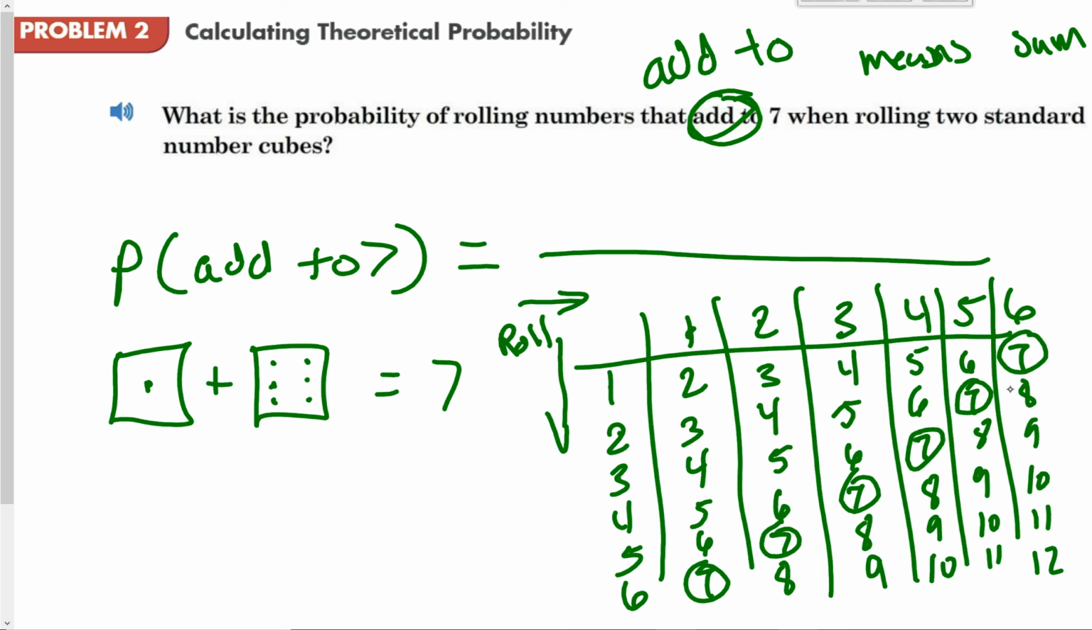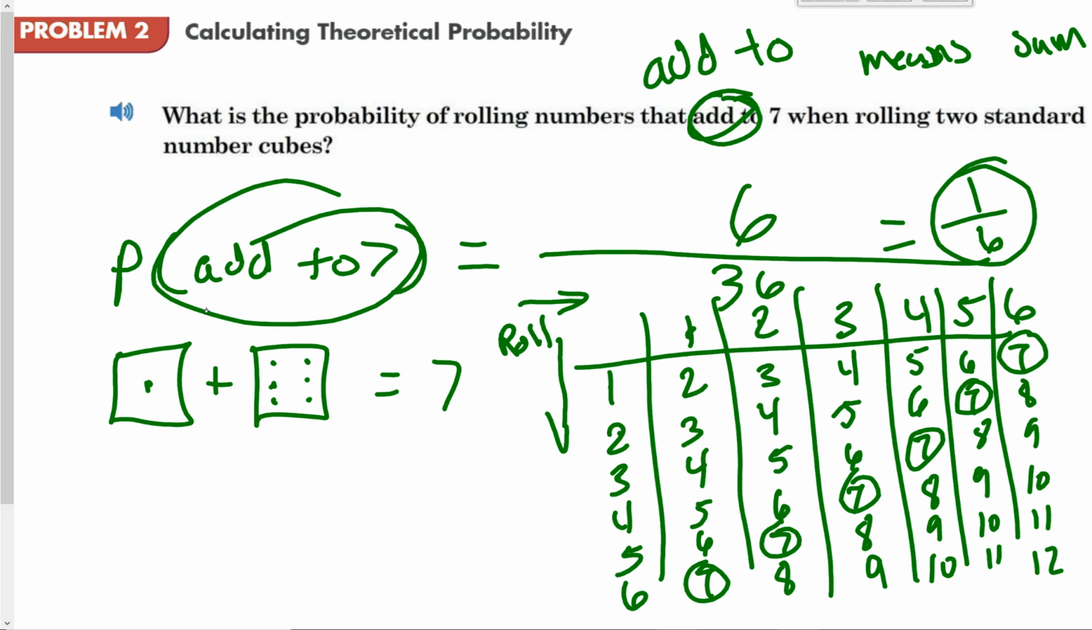And here are all my 7s: 1, 2, 3, 4, 5, 6. So I have 6 different possibilities of adding up to 7. How many total? Like I said, there's 36, with row 6, row 6, and so on. So 6 out of 36 reduces down to 1/6. So I have a 1/6 probability of adding up to 7 when rolling 2 standard cubes.